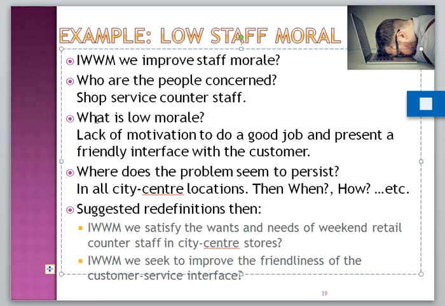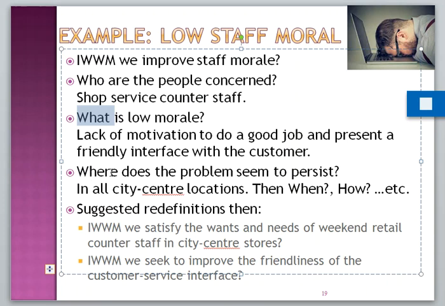Okay, the second question is what? What is low morale? Is it very generic like this? No, they have some lack of motivation to do a good job and present a friendly interface with the customer. This is by doing some research, and they found that the low morale here is that they have a problem of motivation, and they are not friendly with the customer. So now we have a more specific understanding of staff and morale, because we have investigated the who and the what.